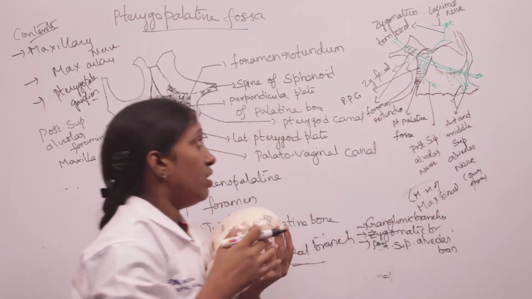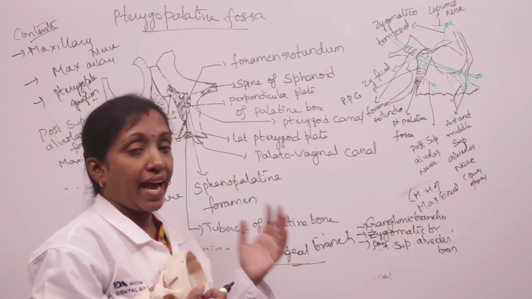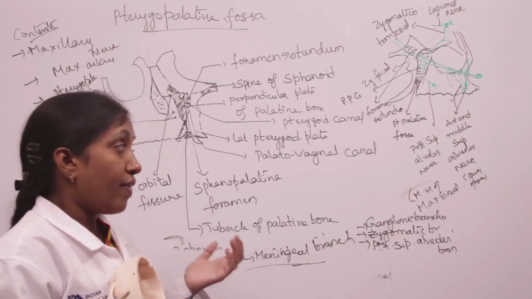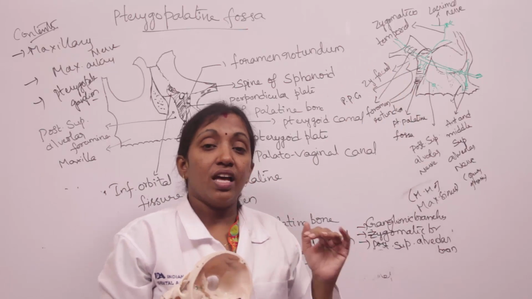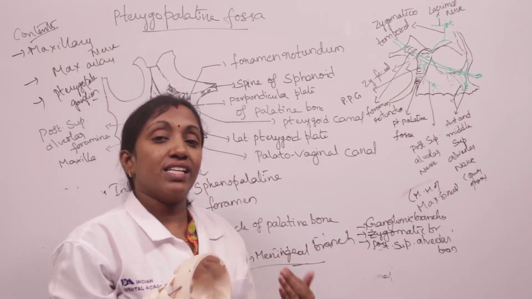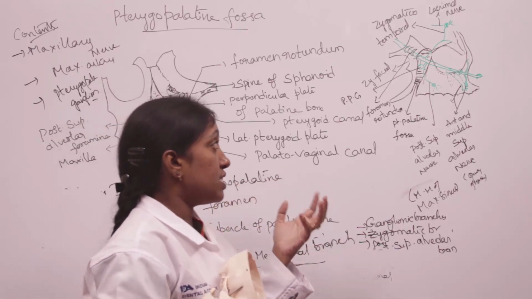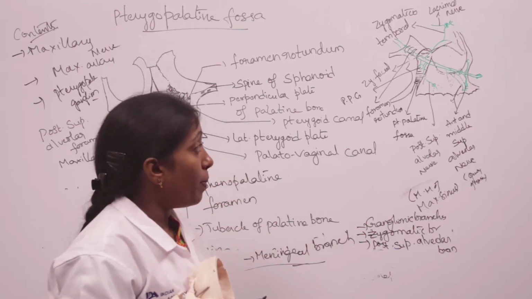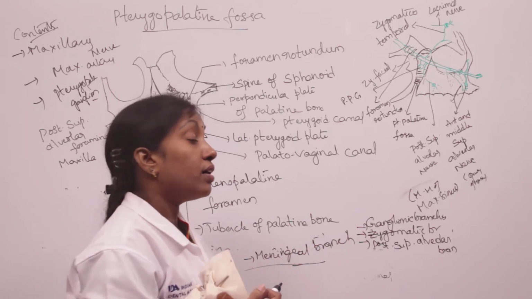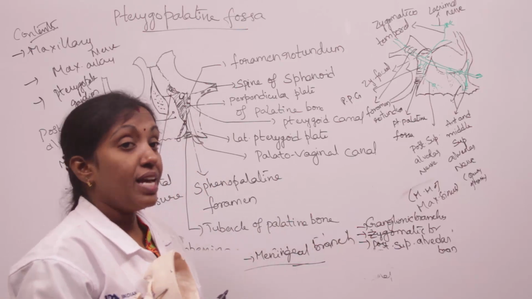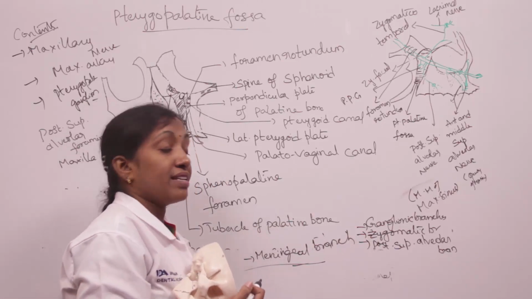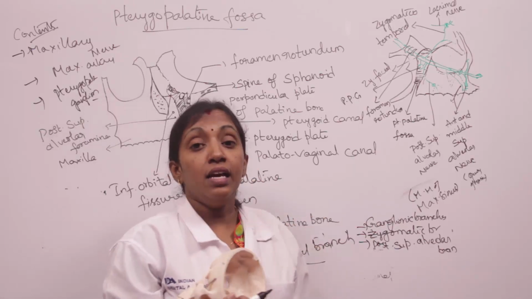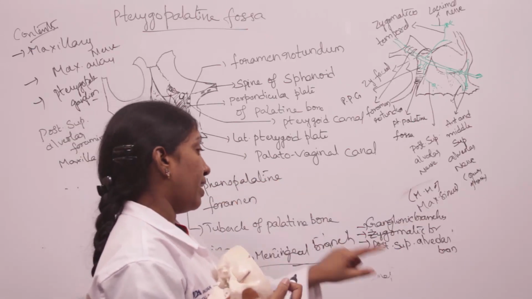So what are the branches given by the maxillary nerve to the pterygopalatine ganglion? These ganglionic branches convey sensory fibers from the orbital periosteum as well as from the mucous membrane of the nose, palate, and pharynx. And one more thing, these ganglionic branches also carry postganglionic secretomotor fibers to the lacrimal gland. We know that in the pterygopalatine ganglion, the preganglionic fibers relay, and the postganglionic secretomotor fibers supply the lacrimal gland. That's about the ganglionic branches.